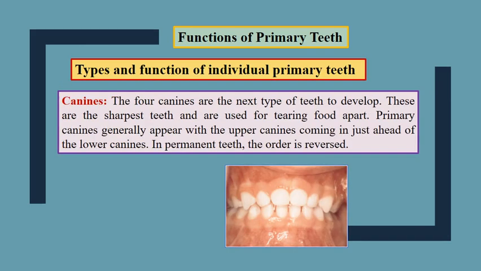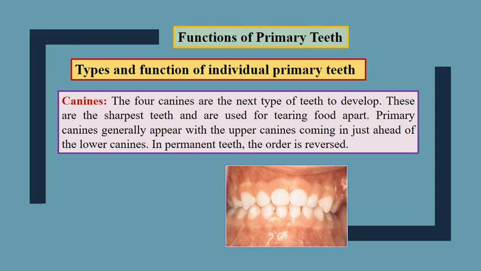Now with canines, the four canines are the next type of teeth to develop. These are the sharpest teeth and are used for tearing food apart. إذن يأتي بعدها القواطع اللي ذكرناها، تأتي الأنياب اللي يكون عددها 4، وهو النوع التالي من الأسنان التي تتطور. طبعا هذه الأسنان تكون حدتها أكثر من باقي الأسنان، وتستخدم لتمزيق الطعام إلى أجزاء صغيرة.